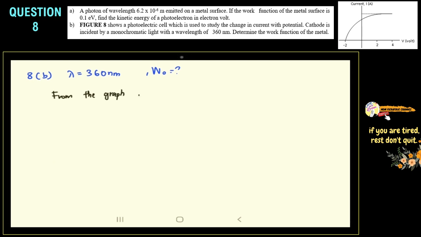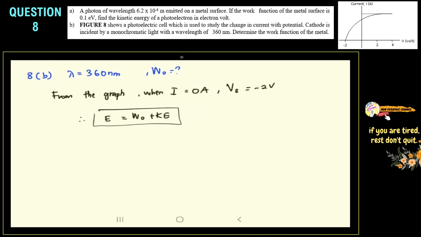From the graph, you can see that when I is equal to 0, that means the stopping voltage is equal to negative 2 volt. Therefore, E is equal to W naught plus KE. So this is the general equation. As we know, the kinetic energy is equal to the charge of the electron times the stopping voltage.